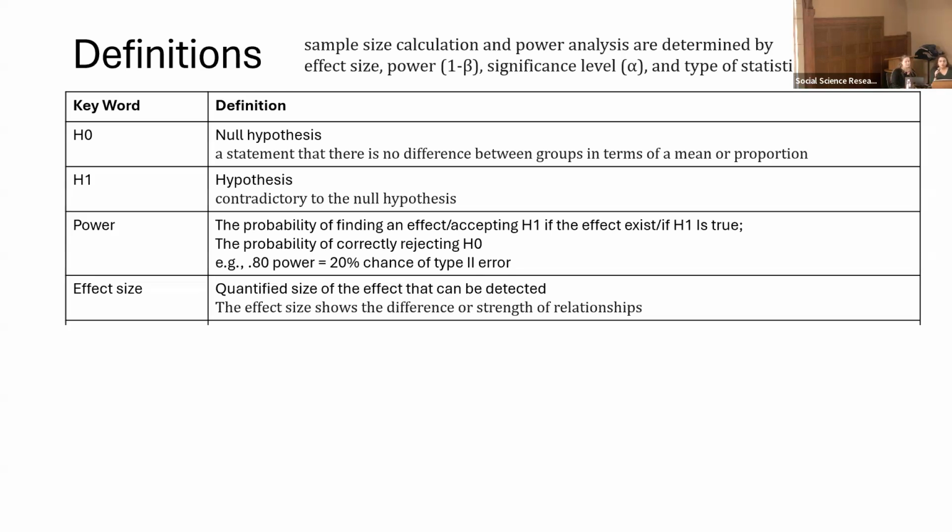Power is often shown as a percentage or a proportion. So when we're talking about power, you're going to see us talking about 80% power or 95% power. Those are some pretty common benchmarks. And 80% power is equated to a 20% chance of having a type 2 error. We have definitions of type 2 errors a little bit further down the slide.